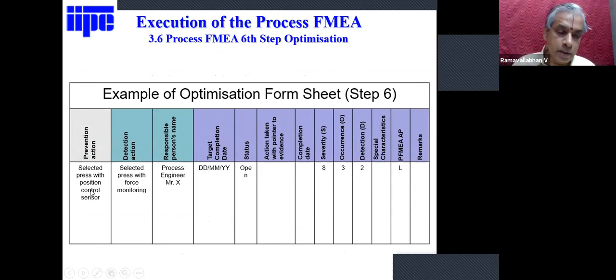You may be working on some mistake proofing, or you may tighten your detection mechanism by which your prevention can improve. And what is the detection action you have taken? Who is responsible for that? What is the target date? And what is the status now? As I was telling you, it is open, decision pending, completed or not completed. Then what is finally the action taken, with the evidence? What is the final action taken with the evidence?